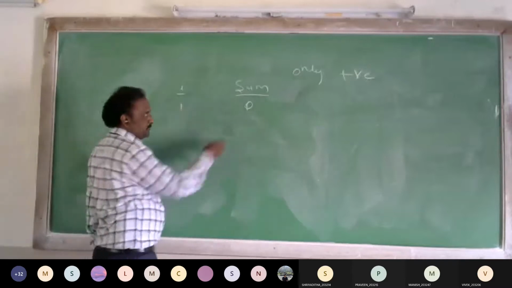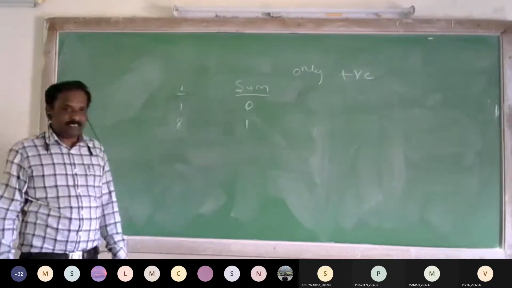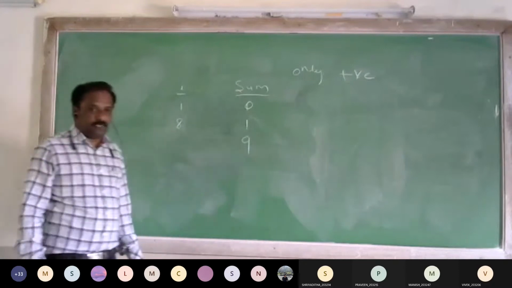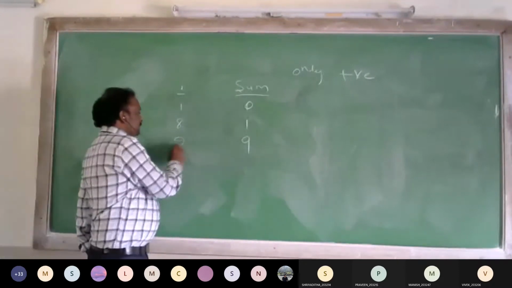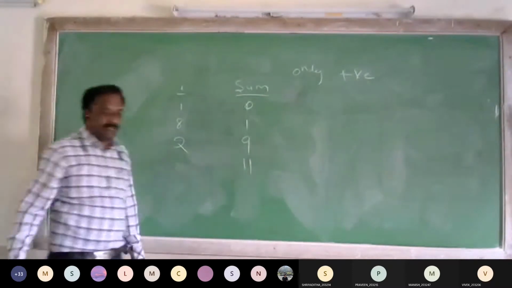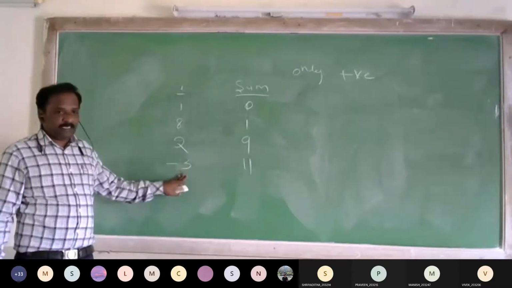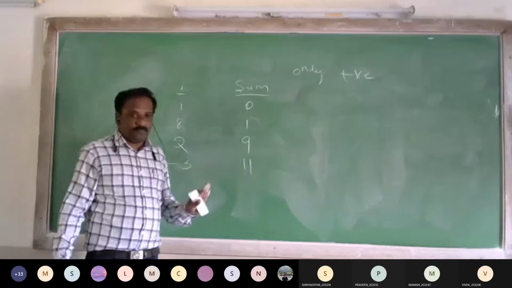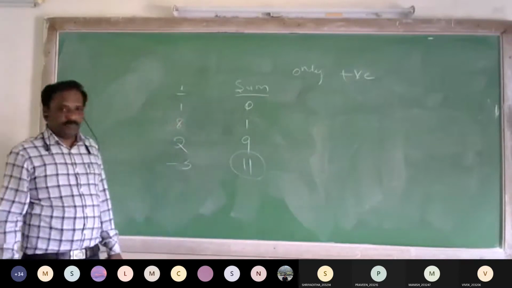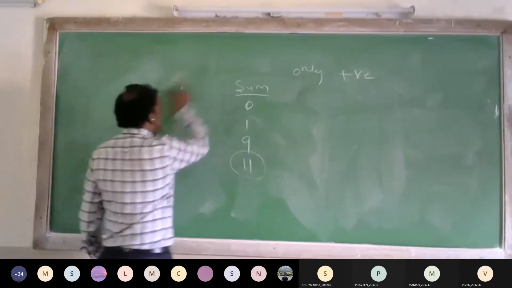So 1 is a positive number, so we add 1. Next the user enters 8, a positive number, so we add 8. So the total is 9. The user enters 2, a positive number, so 9 plus 2 is 11. The user enters -3. Whenever a negative number is entered, we have to come outside of the loop control structure and print the sum. This we will write by using the break statement.